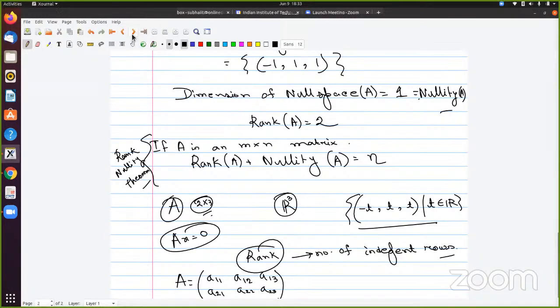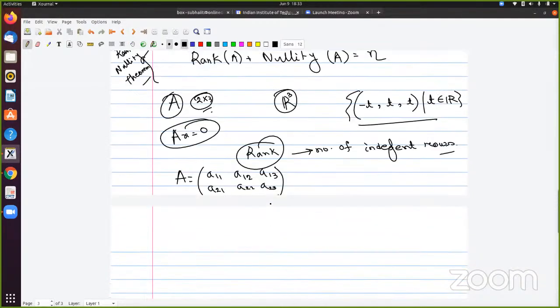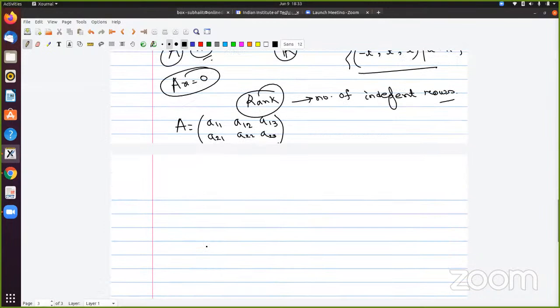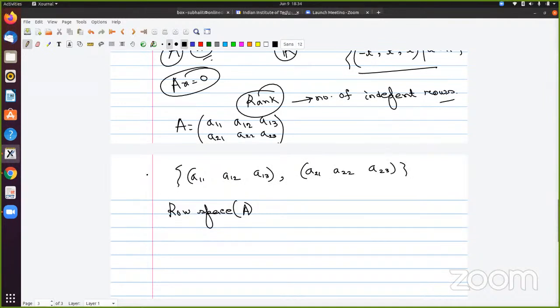Okay, sir. So let me explain what rank is. I thought this was already discussed in your last session. So you have seen this row space. What is row space? Taking vectors as rows, sir. So in this matrix, there are two rows, right? A11, A12, A13 is one row. A21, A22, A23 is your second row. Take the span of this set. That is your row space of A.